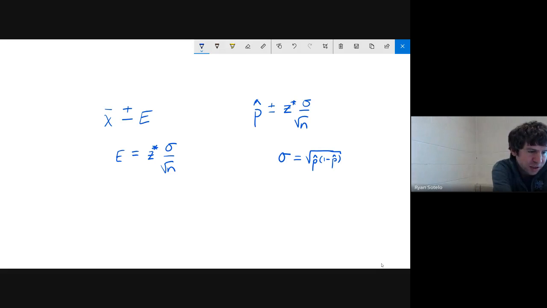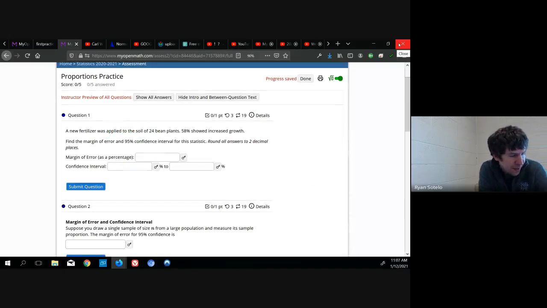So back to the question. We have 24 bean plants. So that's going to be my sample size. 0.58 will be the center of my confidence interval. That's like my mean value was. That's what I got as my proportion. And then to create the margin of error, I need the z-score for 95%. I need to calculate the standard error and multiply those.